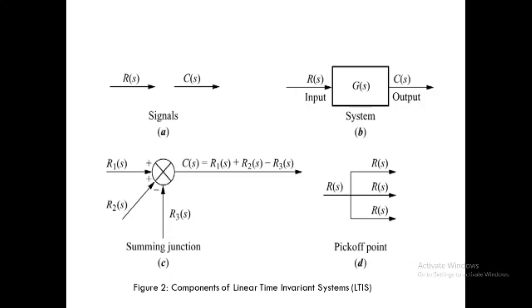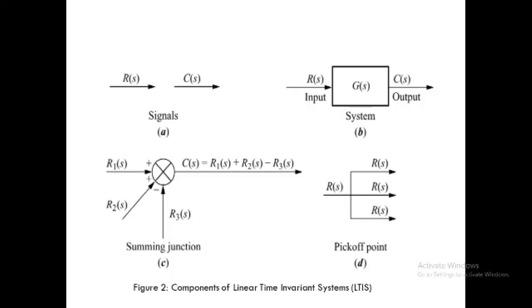So according to the definition of transfer function with respect to figure B, C(s) = R1(s) + R2(s) - R3(s), because R1 and R2 are positive, indicated towards the summing point, and R3 is indicated as negative. So these are the main functions of a summing junction.